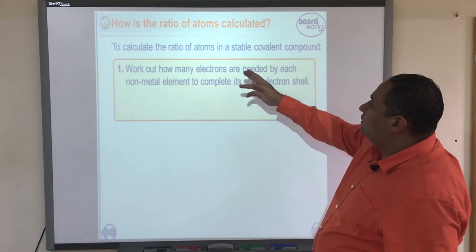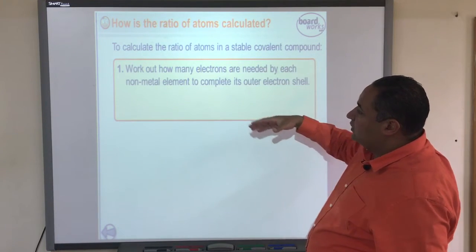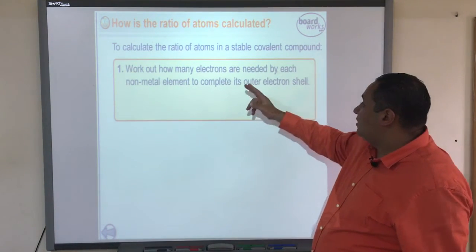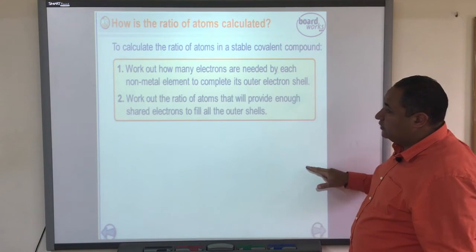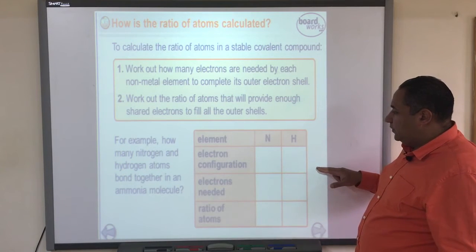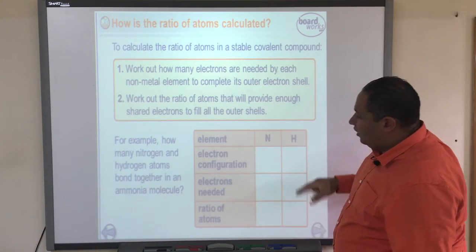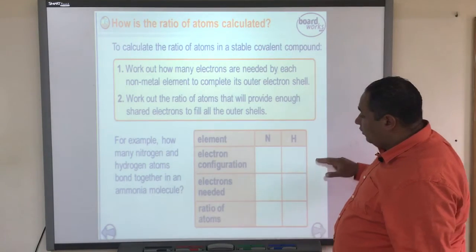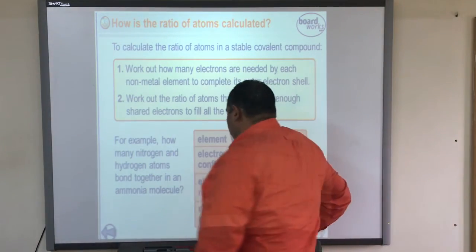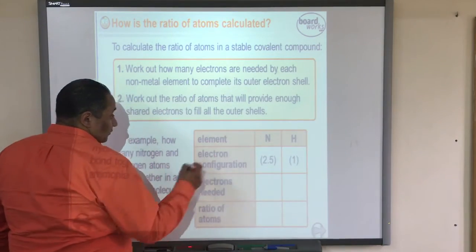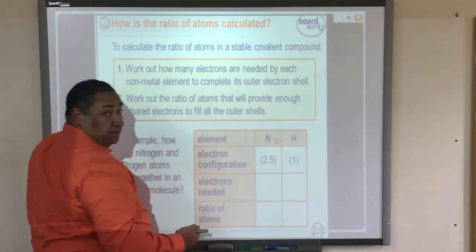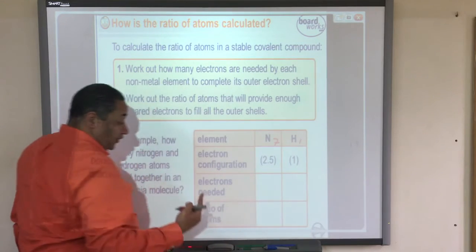Okay, to calculate the ratio of atoms in a stable covalent compound, work out how many electrons are needed by each nonmetal element to complete its outer electron shell. Then work out the ratio. Let's see an example. Now, I have nitrogen and hydrogen. I want to know the electron configuration. Okay, nitrogen is N7. N7 means the electron configuration is 2,5. Hydrogen is 1, so electron configuration is 1.